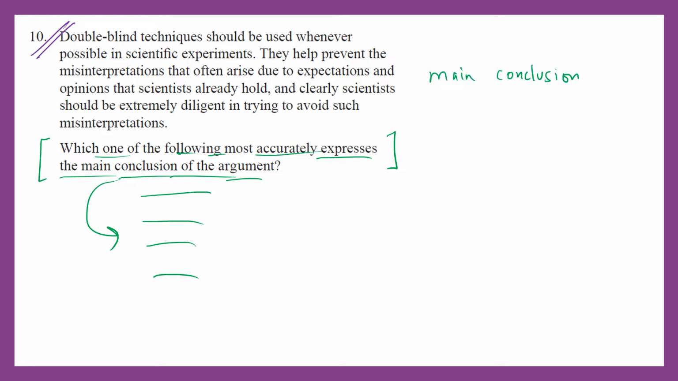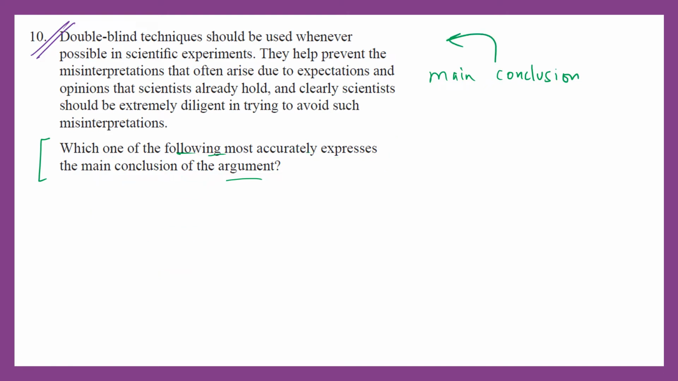Now that we know what we're looking for, let us go ahead and read the argument. The argument says, double-blind techniques should be used whenever possible in scientific experiments. They help prevent the misinterpretations that often arise due to expectations and opinions that scientists already hold, and clearly scientists should be extremely diligent in trying to avoid such misinterpretations.